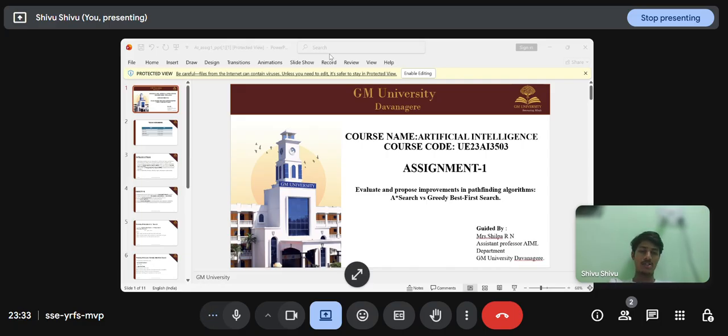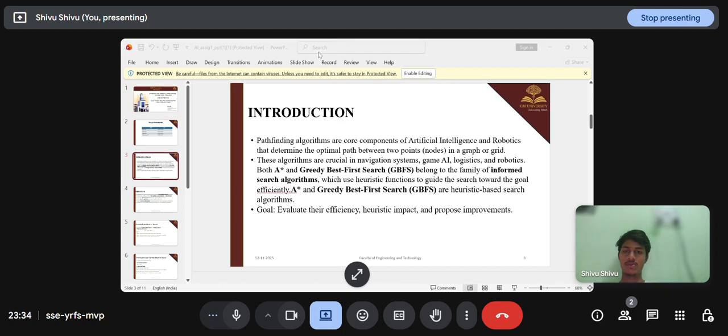I am here to explain the assignment, and the topic is evaluate and propose improvements in pathfinding algorithm, A-star search versus greedy based search. This means the topic compares two algorithms, A-star and greedy based search, and looks for ways to improve them. And next slide.